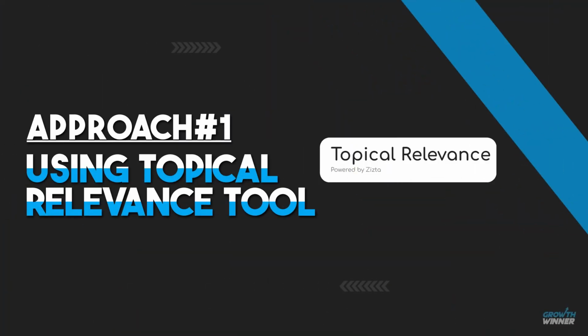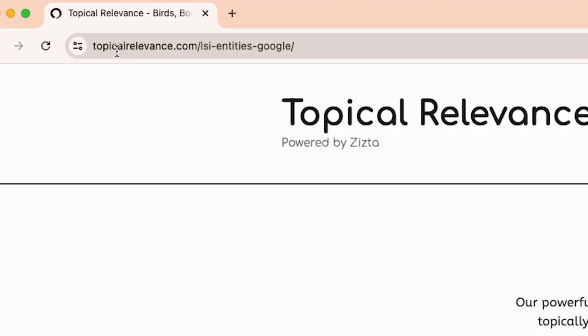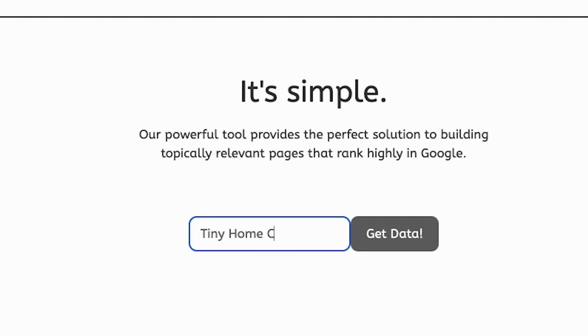Approach number one, using the topical relevance tool. As of recording this video, it's a free tool and I used it to find entities and semantic phrases against the keyword or topic I'm writing about. I use two types of prompt to see which one works well. First, head over to this URL and type your main keyword in the search bar. If you're using it for the first time, sign up and then return to the URL I referred to earlier.